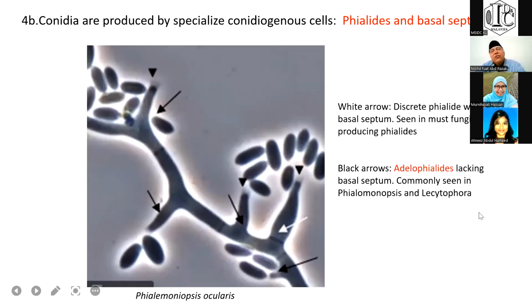Another feature of phialide is whether the phialide has a basal septum like this or no basal septum, like this, and like this. So a phialide without basal septum is called adelophialide. Another important term, morphological character in molds, adelophialide. Because some molds produce only adelophialides, no discrete phialide. Whereas in this Paecilomyces, it produces both adelophialide and discrete phialides. Okay.